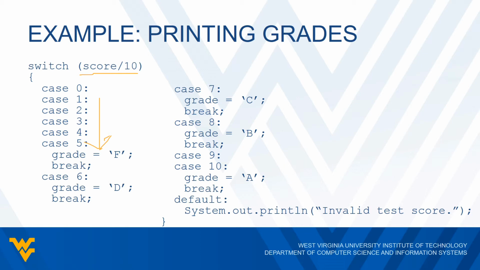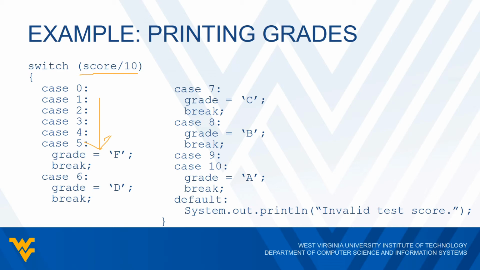Now, if case is 6, that means our score was between 60 and 69. Then we assign our grade variable the letter D, and then we do our break statement. And then we do the same thing for the letters C, B, and A. So if it's 7, then we assign C. If it's 8, then we assign B. And then for 9 and 10, we do the same thing here.